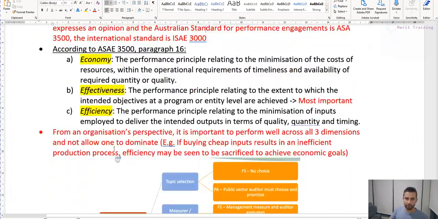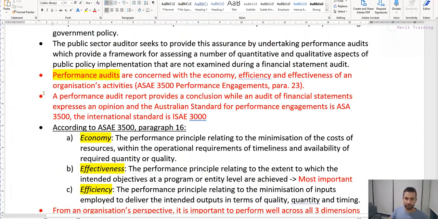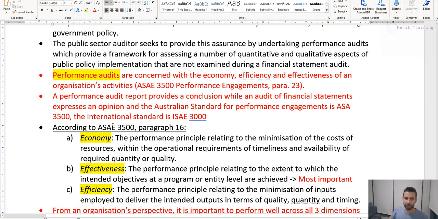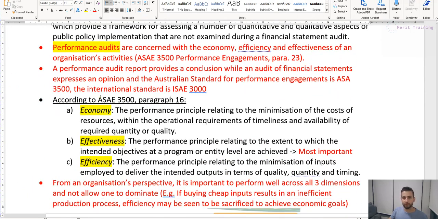So we've got performance audit. I just did a Control F, took us here. So basically, according to ASAE 3500, the purpose of a performance audit is these three things: economy, effectiveness, and efficiency. So what do each of them mean? First of all, economy is about the performance principle relating to the minimization of costs. So it's spending as little costs as possible whilst retaining quantity and quality.